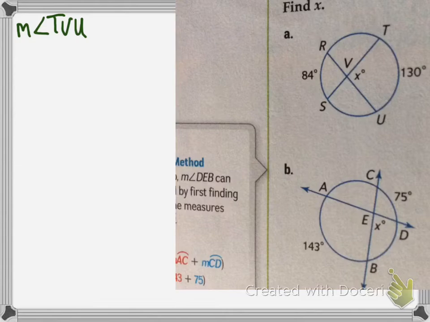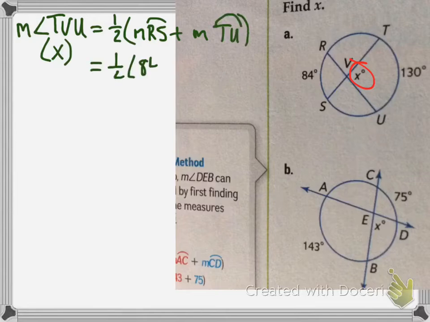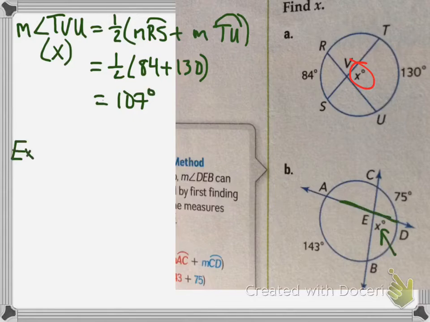Okay, so here's an example, and actually we're going to do two examples here, but let's start with the first one. I want to find x. In other words, I want to find the measurement of angle TVU, or angle V, however you want to look at it. But I think TVU, just so that we know it's in this little area right here. Well, that's equal to 1/2 the sum of arc RS and arc TU. So it's half of 84 plus 130, and you would easily get 107 degrees. You could easily type that into a calculator and get that answer.